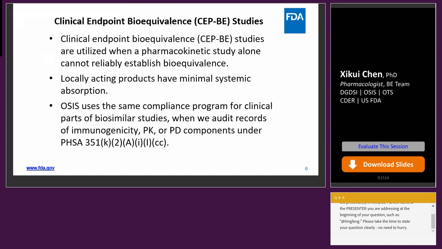Clinical endpoint bioequivalence studies are utilized when a pharmacokinetic study alone cannot reliably establish bioequivalence, or when locally acting products have minimal systemic absorption. OSIS uses the same BIMO compliance program for clinical parts of biosimilar studies.